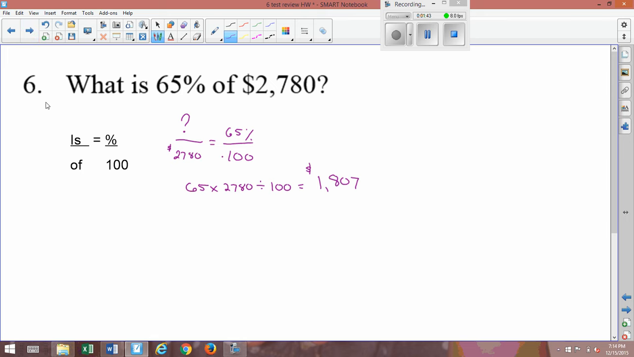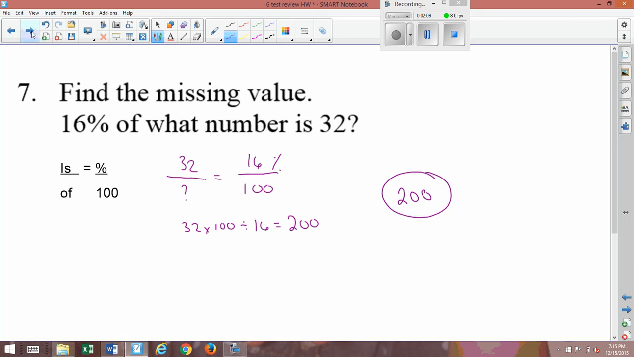What is 65% of 2,780? Same thing. Is over of equals percent over 100. What? It's going to be question mark, and that's going to be in the is spot. Of is going to be 2,780. Crisscross divide. You end up with 1,807. Make sure you write the is, the of equals percent over 100. It makes these problems so much easier.